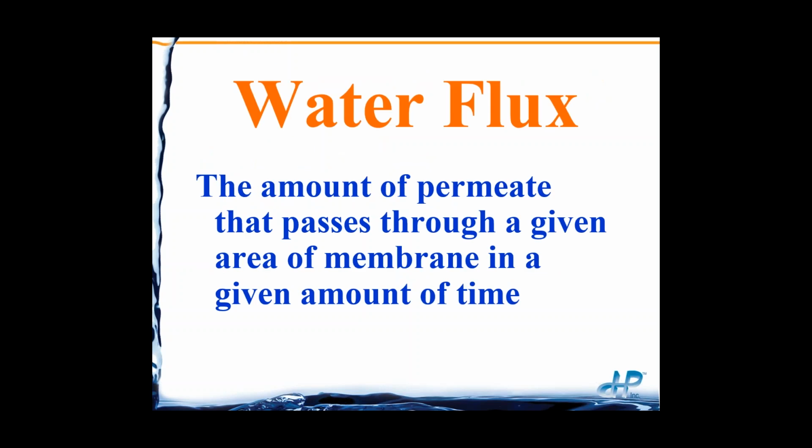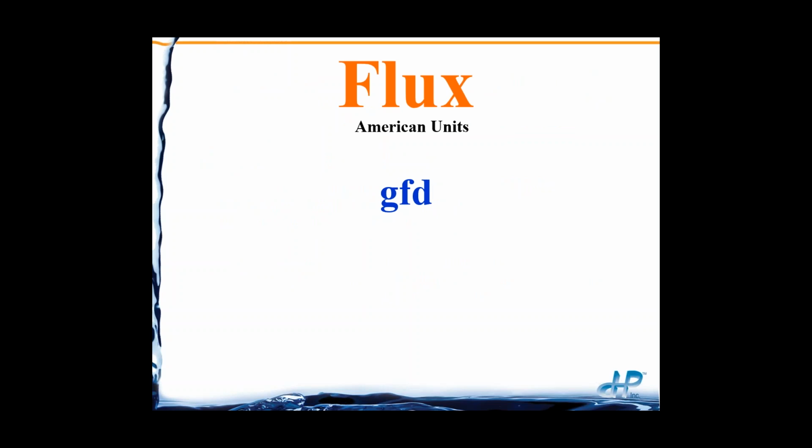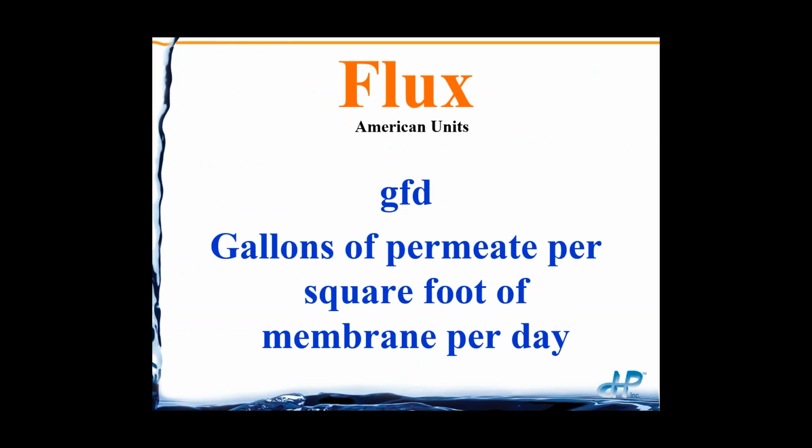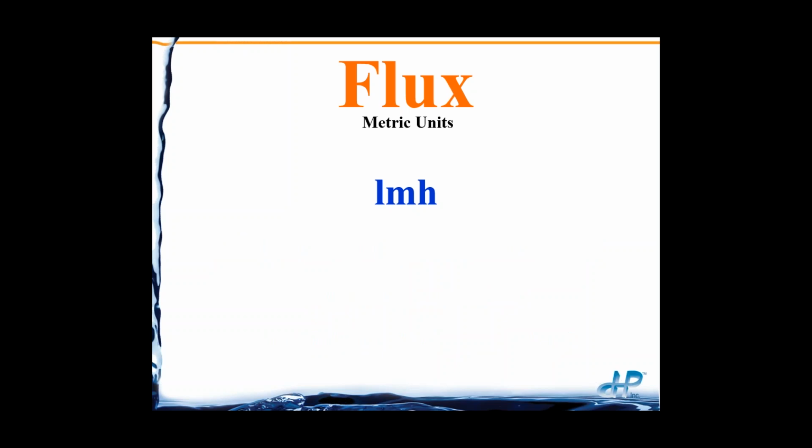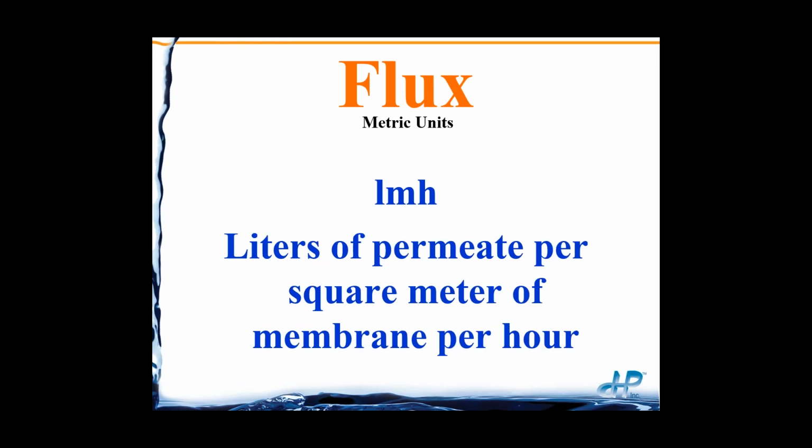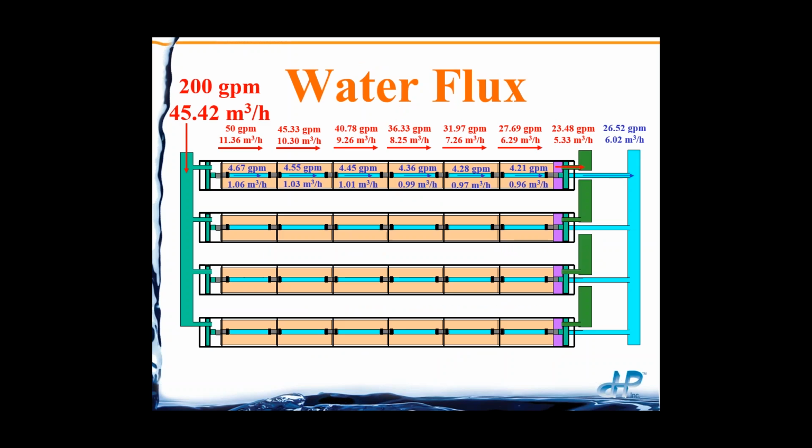So water flux is the amount of permeate that passes through a given area of membrane in a given amount of time. So in American units, we use GFD, gallons of permeate per square foot of membrane per day. So the higher the GFD, the higher the fouling rate. In metric units, we use LMH, and that's liters of permeate per square meter of membrane per hour. So again, if the LMH is higher, the fouling rate will be higher.